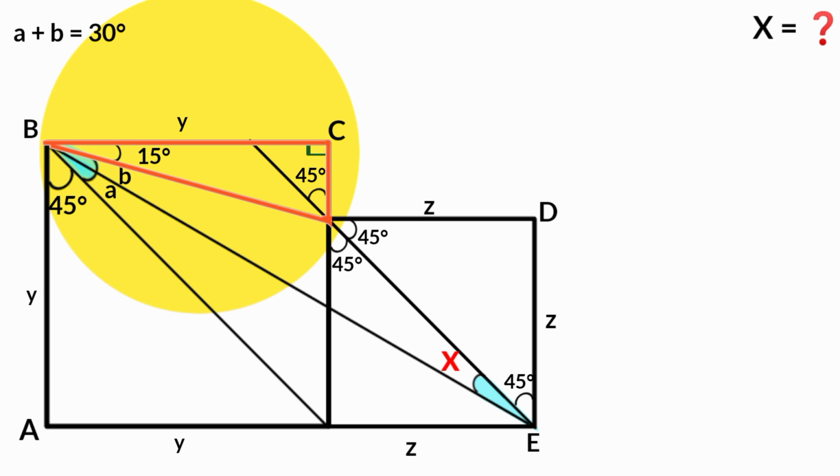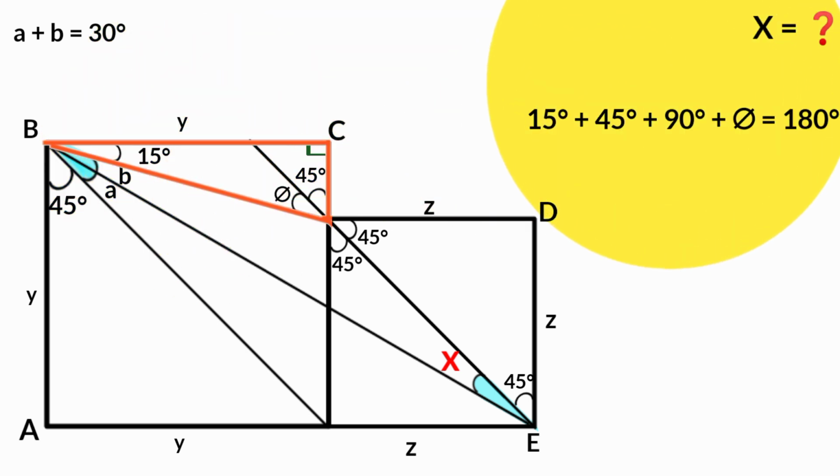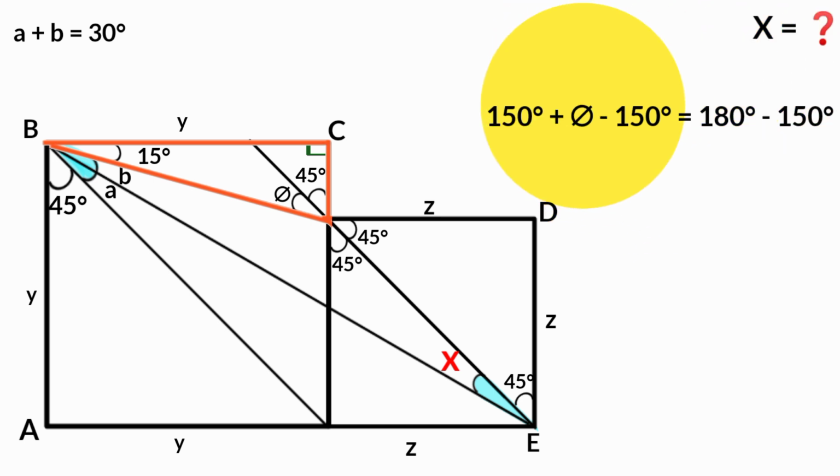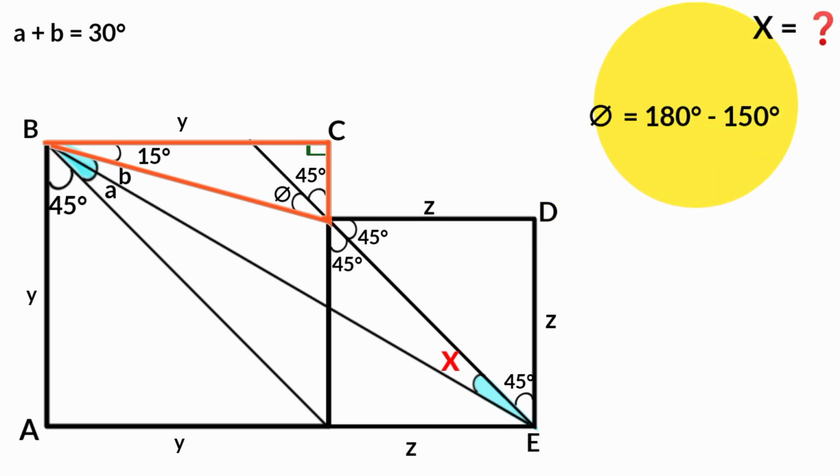So from this triangle here, if we label the size of this angle theta, the sum of the angles of the triangle equals 180 degrees. 15 degrees plus 45 degrees plus 90 degrees plus theta equals 180 degrees. 15 plus 45 plus 90 is 150. So theta plus 150 degrees is equal to 180 degrees. If we subtract 150 degrees from both sides, 150 minus 150 is 0, and here 180 minus 150 is 30. So theta equals 30 degrees. That is, this angle here is 30 degrees.